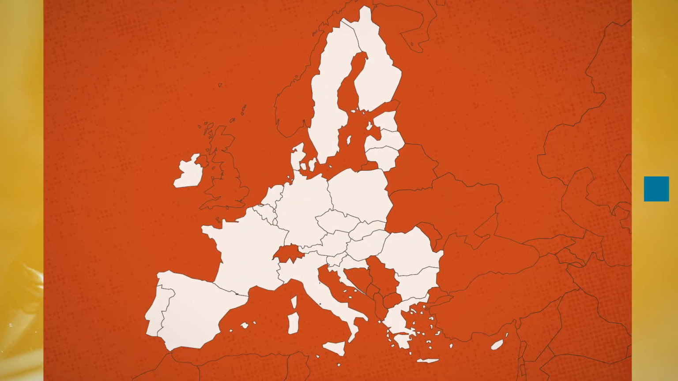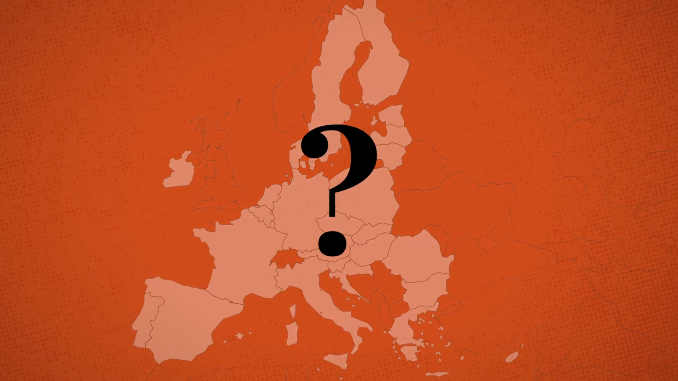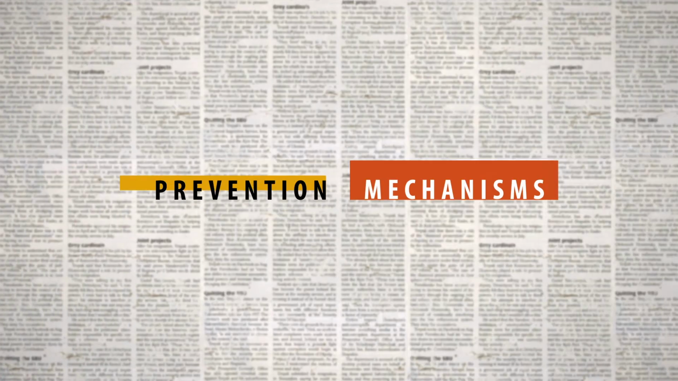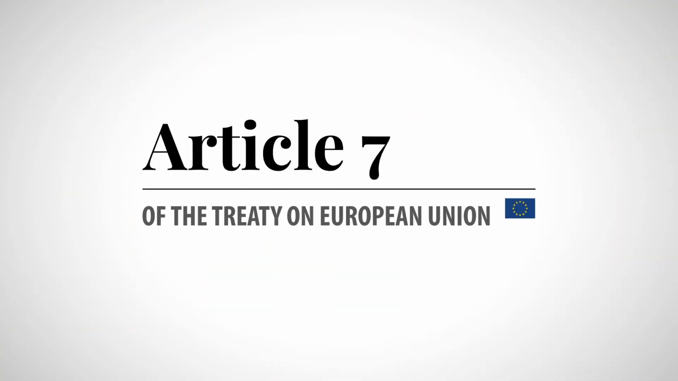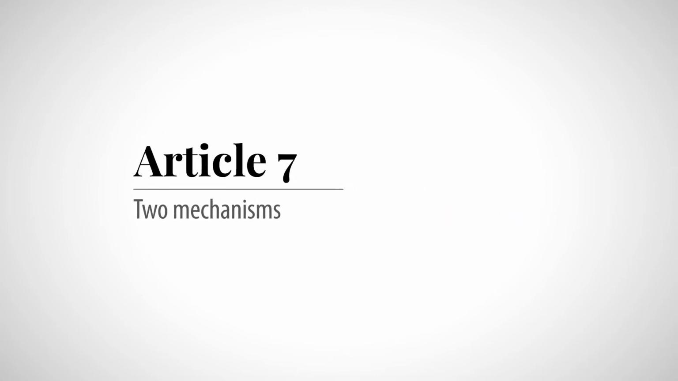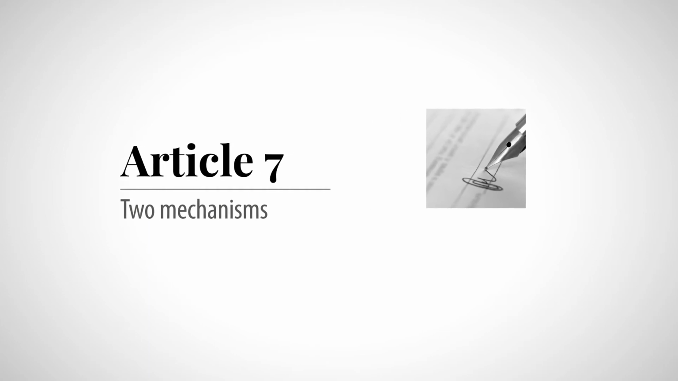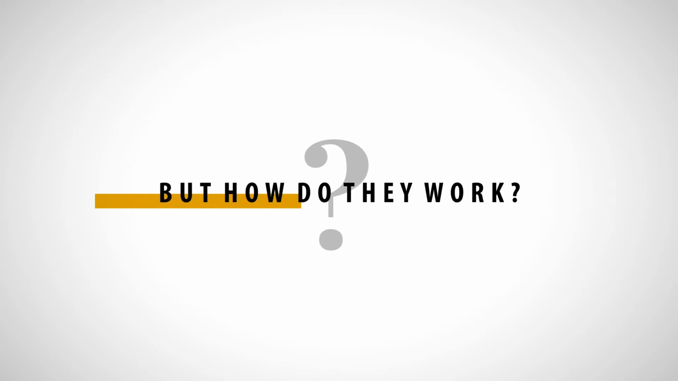But what if a country violates one or more of the EU's common values? In that case, the EU can resort to prevention or enforcement mechanisms, among which are the procedures described in Article 7 of the Treaty on European Union. Article 7 includes two mechanisms that protect EU values, one preventative and another that operates through sanctions. But how do they work?